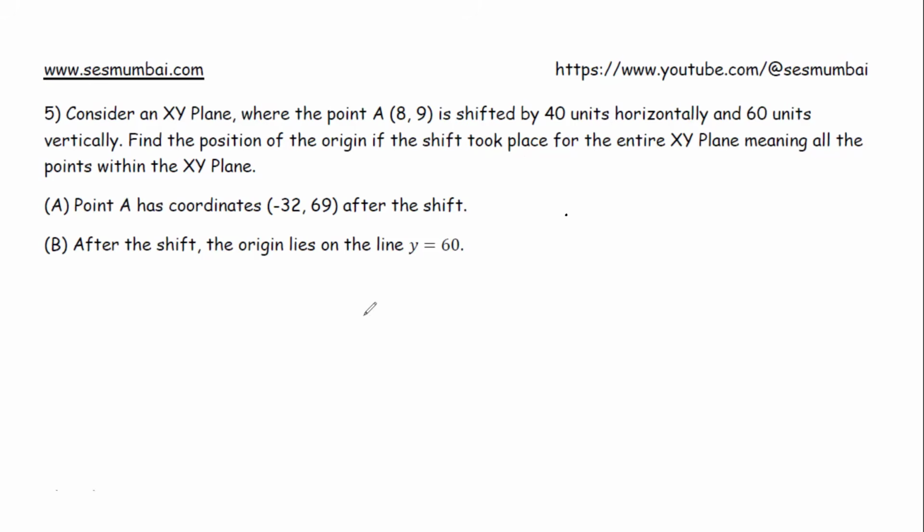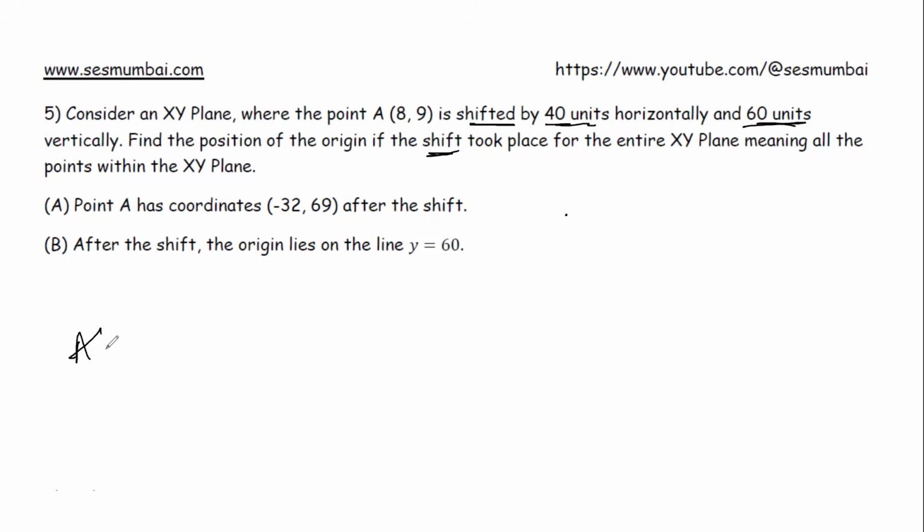Consider an XY plane where the point 8, 9 is shifted by 40 units horizontally and 60 units vertically. Find the position of the origin if the shift took place for the entire XY plane, meaning all the points within the XY plane shifted. So the entire XY plane is shifting. Now they've not told us whether the 40 units horizontally is on the left or right hand side, or whether the 60 units is up or down. So the question stem on its own doesn't answer, which is correct.